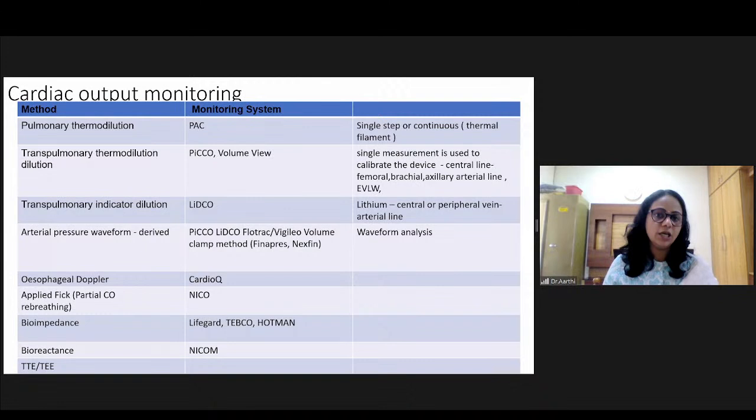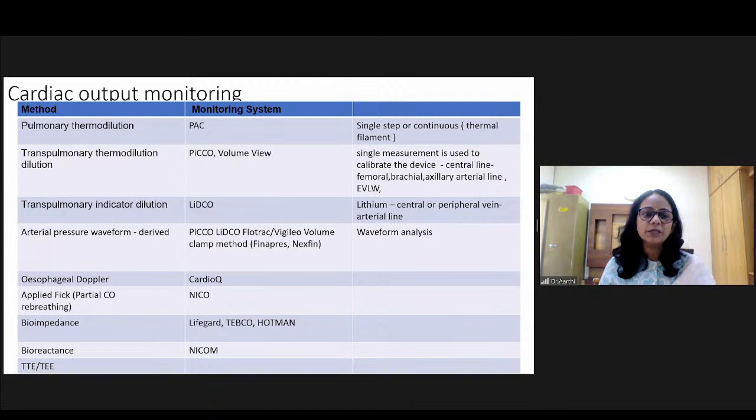So as I was talking about earlier, pulmonary artery catheters are used to measure the cardiac output using what is called the pulmonary thermodilution technique. This pulmonary artery catheter can either be used as a single-step catheter or to monitor continuously the cardiac output using thermal filaments. And there are other monitors like PICO and VolumeView, which utilize the transpulmonary thermodilution technique. They can either use a single measurement or continuous monitoring devices, where they have to be calibrated. For PICO or VolumeView, one needs to have a central access and also arterial access, either in the femoral, brachial or axillary arterial lines.